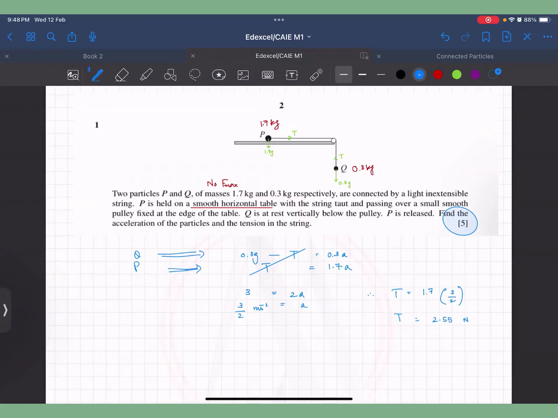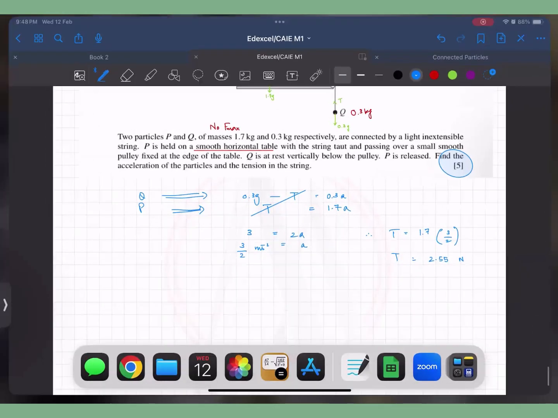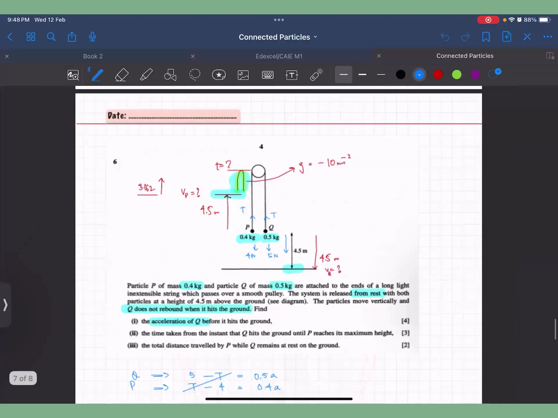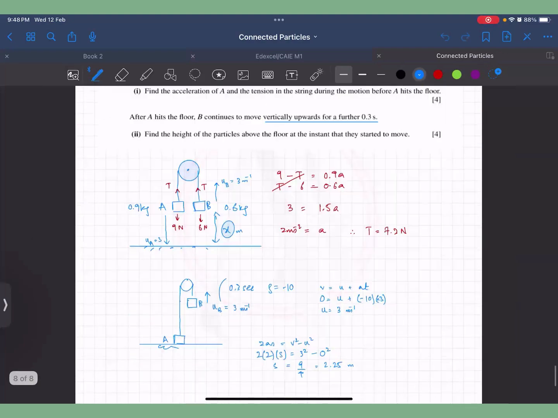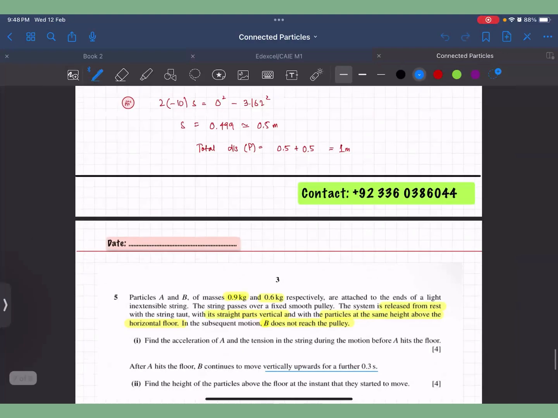They can involve kinematics in the next part. How much time is it taking for P to reach the pulley? The next part is simple kinematics. Let's see if we have any good questions. Okay, let's take this one.